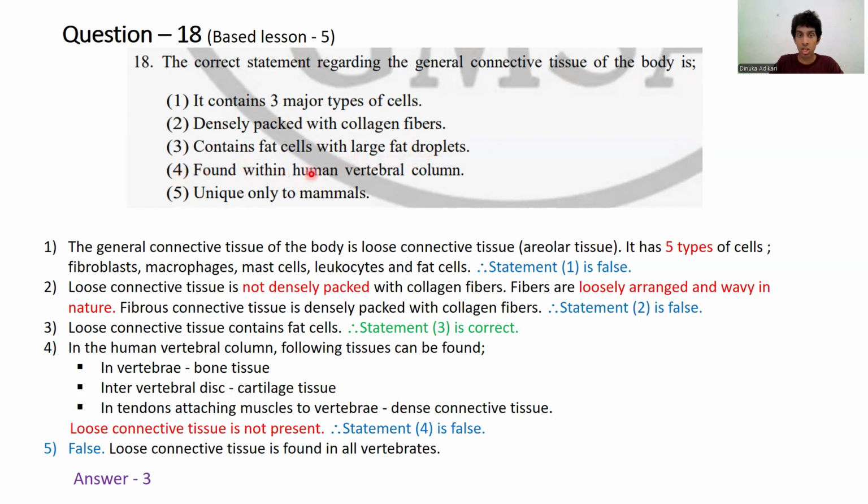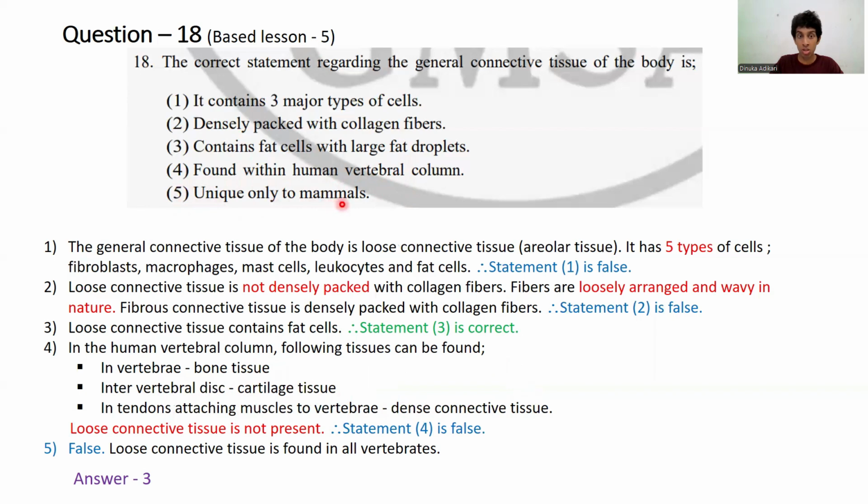4. Found within human vertebral column. So, in the human vertebral column, the following tissues can be found. In the vertebrae, we can find the bone tissue, and in the intervertebral disc, the cartilage tissue is found, and in tendons attaching muscles to vertebrae, the dense connective tissue can be found. But the loose connective tissue is not present within the human vertebral column. Therefore, statement 4 is false.